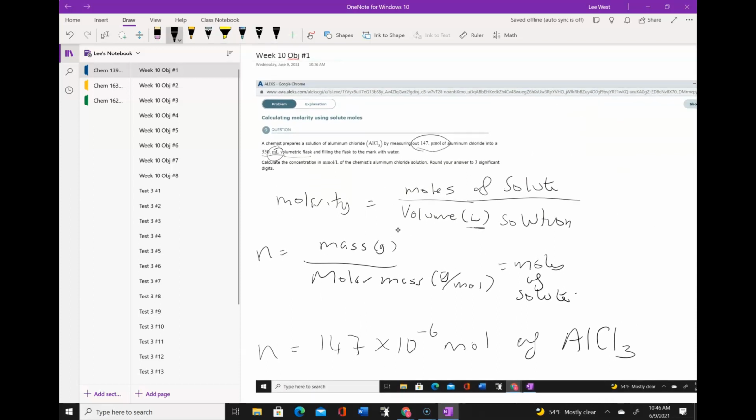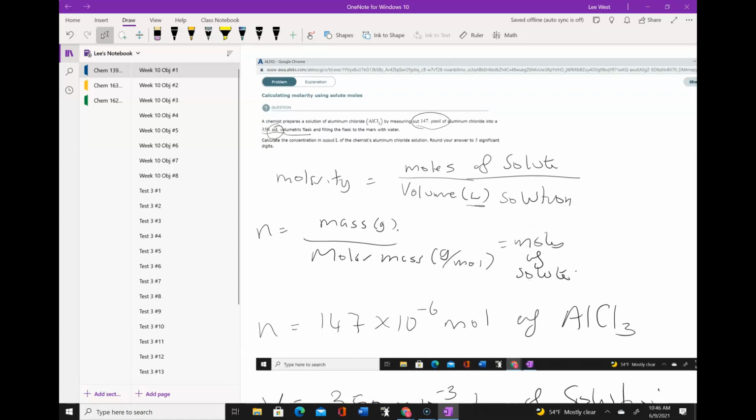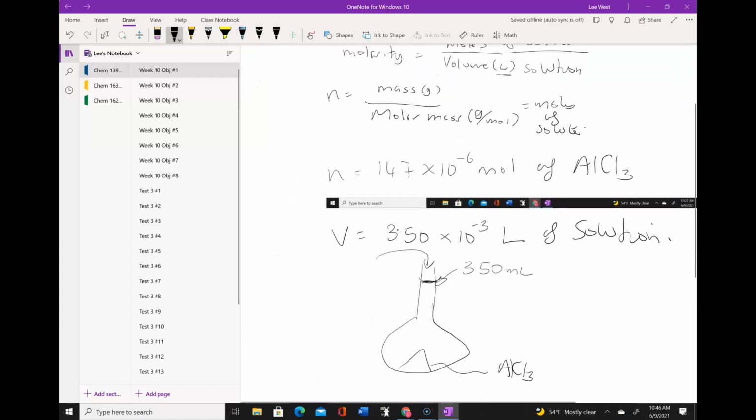So it says a chemist prepares a solution of aluminum chloride by measuring out 147 micromoles of aluminum chloride into a 350 milliliter volumetric flask and filling the flask to the mark with water. Calculate the concentration in millimole per liter of the chemist's aluminum chloride solution, round to 3 sig figs.